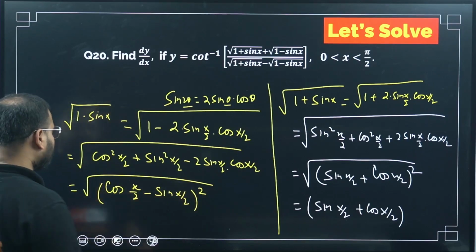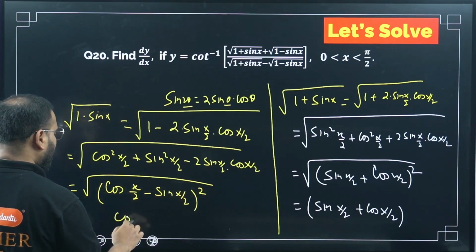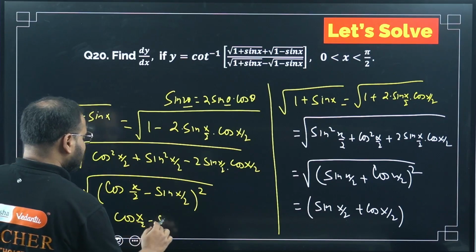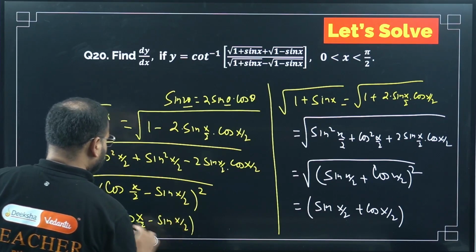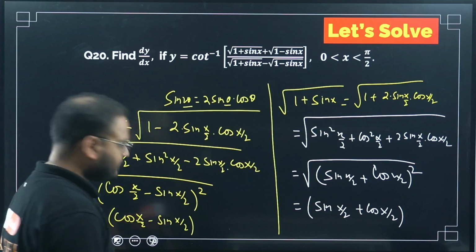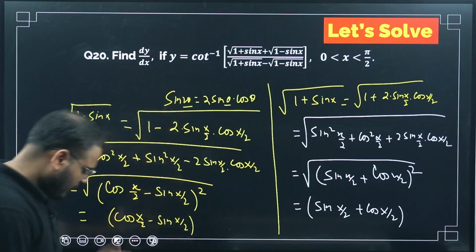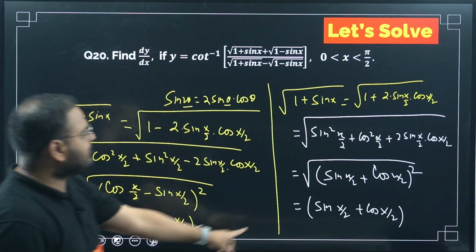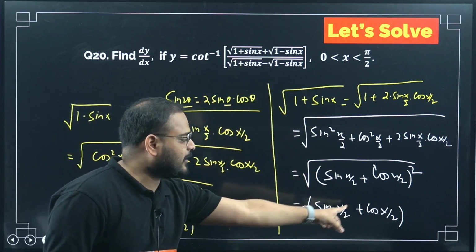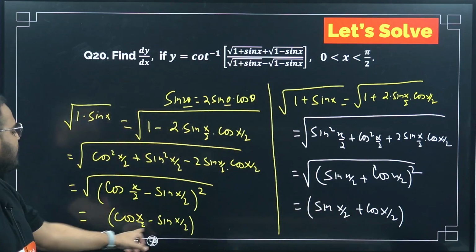Whole square, and the root will cancel the effect. It will become cos of x by 2 minus sin of x by 2. Yes or no? Yes, sir. Okay. So I get this as the answer. For the plus sign, I get sin x by 2 plus cos x by 2. For this, I'll get cos x by 2 minus sin x by 2.